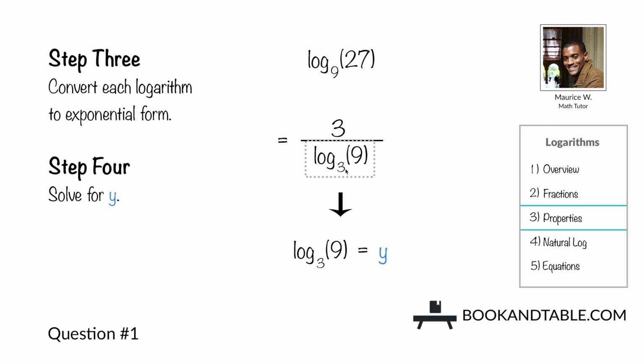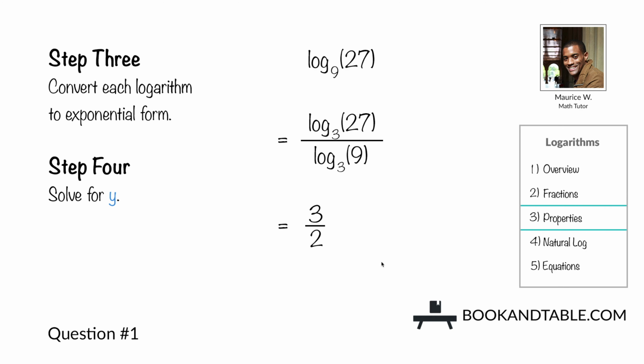And now we convert the logarithm in the denominator to exponential form. So we set it equal to y, giving us a log of base 3 of 9 is equal to y. And we convert it to exponential form by taking our base 3, raising it to a power of y, and setting that equal to the argument 9. And now with 3 raised to a power of y is equal to 9, we can substitute 3 squared, its equivalent value, for 9, allowing us to see that y is equal to 2, which means the log of base 3 of 9 is equal to 2.